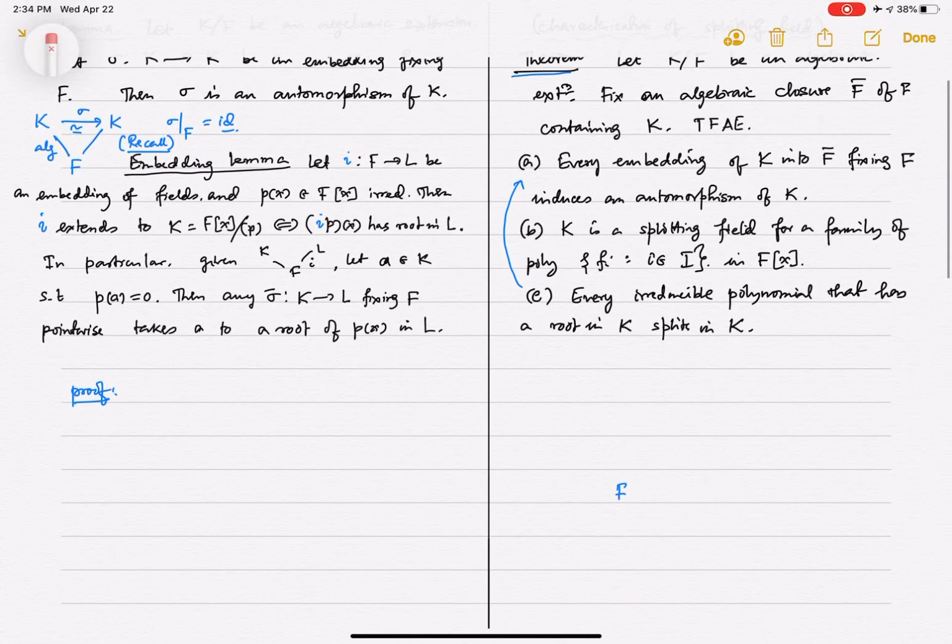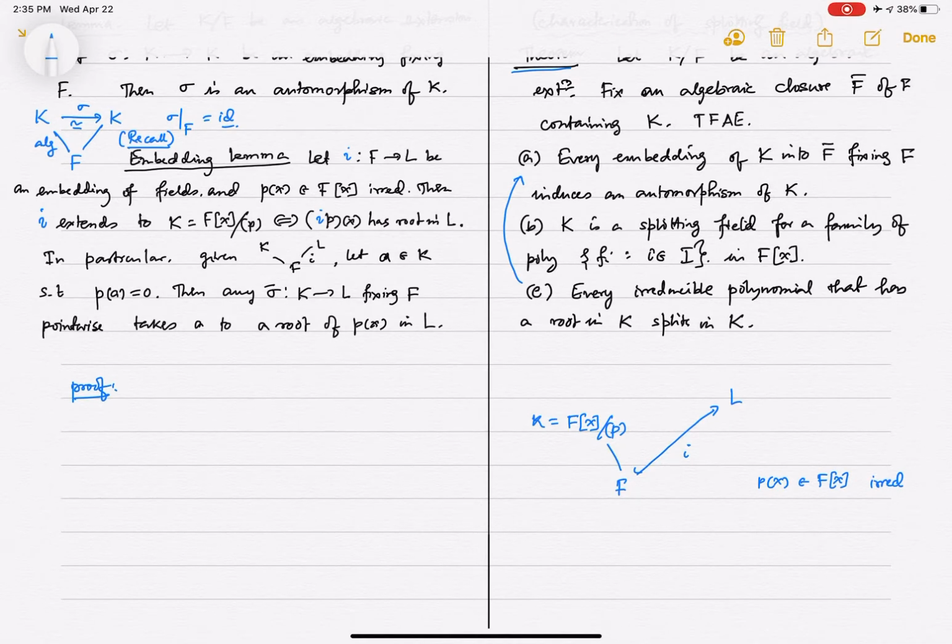Okay. So what you have in the embedding lemma is an embedding from a field F to a field L called I. And what you're asking is, when can I extend this embedding to a bigger field that looks like this? So you have some irreducible polynomial P, and you can go to this field F[x] mod P. It's an extension of F. What I'm asking is, when does there exist a sigma from K to L whose restriction to F is I?